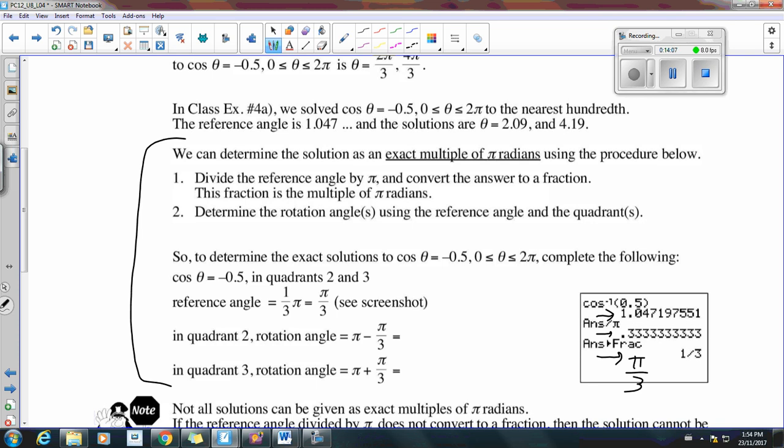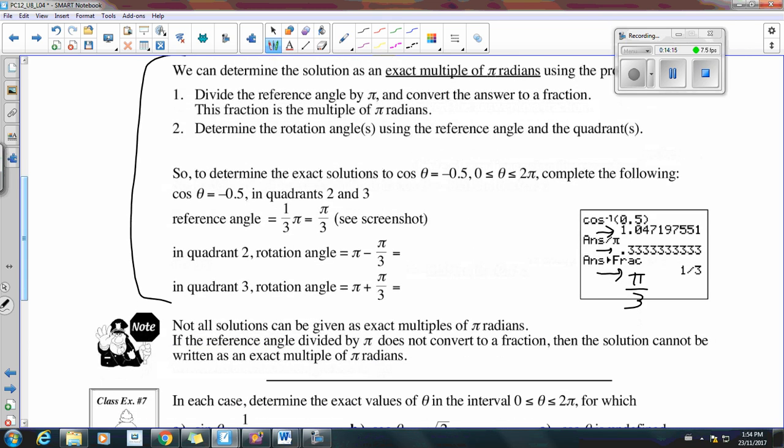So to determine the exact solutions to cos theta equals negative 0.5, complete the following. Same thing as before, we're going to decide our quadrants first, so that when we go to our calculator, it just gives us our reference angle. We did this procedure to get 1/3, which means our reference angle is pi over 3. So in quadrant 2, that's where this would be. Cosine would be negative. Our answer would be 2 pi over 3.